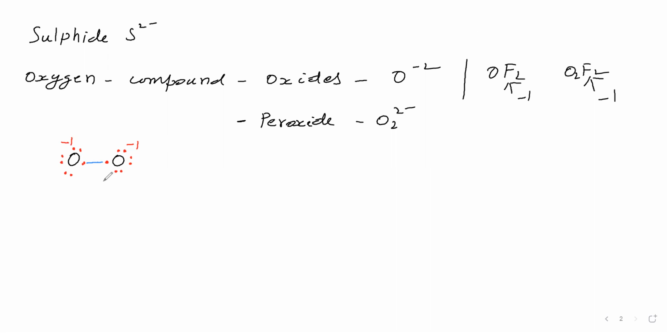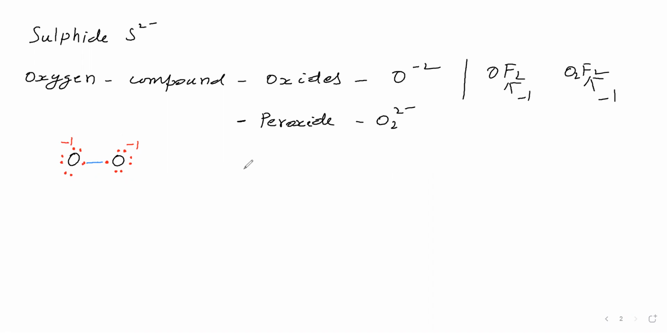O single bond O, with -1 on this oxygen and -1 on this oxygen. This is the peroxide ion. In the peroxide, what is each oxygen's oxidation number? For this oxygen the charge is -1, so its oxidation number is -1, and likewise for the other oxygen. So in peroxide, we say the oxygen oxidation number is -1.